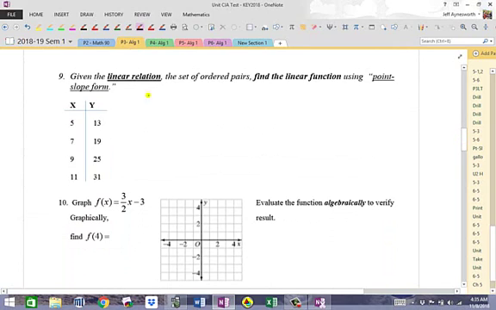All right, given the relation, which is a set of ordered pairs, find the linear function by point-slope form. Let's highlight that. Reading the directions: by point-slope form. So guess what? You have to know that. y minus y1 is equal to m times x minus x1. So you need a point and a slope. We got 4 points. The only thing we need is a slope, so let's find it.